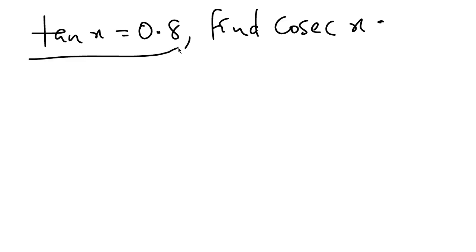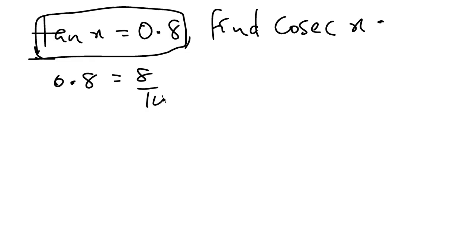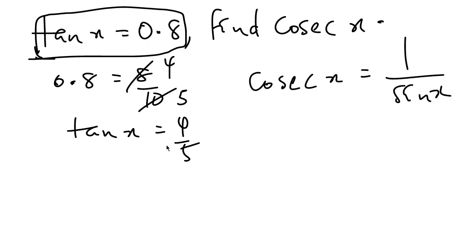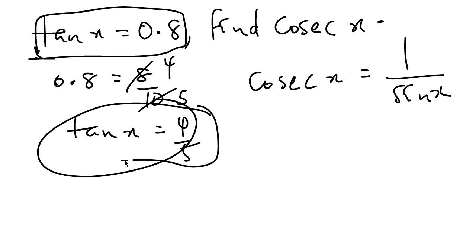So you can see that this is a decimal, right? So 0.8 is the same as 8 over 10. 2 into 8 is 4, and 2 into 10 is 5, right? So we can see that tan x is equal to 4 over 5. And what is cosec x? Cosec x is equal to 1 over sin x. So if we can determine sin x from this, the job is done.